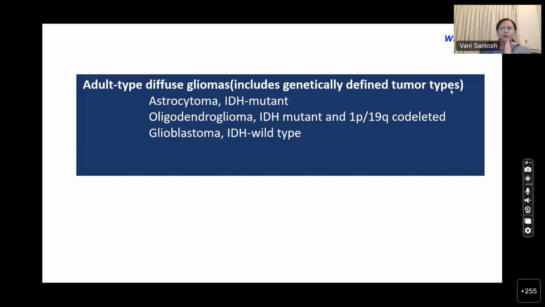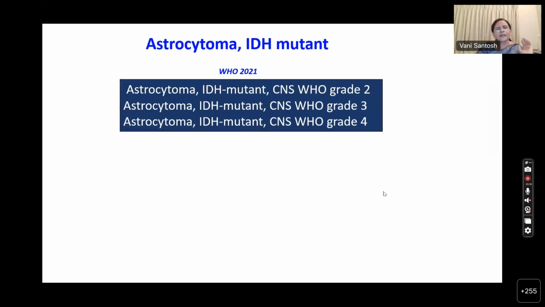So now let us come to our group of tumors, that is the adult type of diffuse gliomas. And let me tell you that this is a genetically defined tumor group. The 3 tumors are genetically defined. Which are the 3 tumor types? It's astrocytoma IDH mutant, oligodendroglioma IDH mutant and 1p19q co-deleted, and glioblastoma, that is IDH wild type. Now, astrocytoma IDH mutant has 3 grades. I told you there is grading within the tumor type. The 3 grades are referred to as CNS WHO grade 2, grade 3 and grade 4.